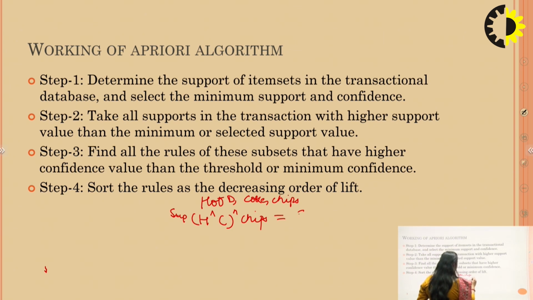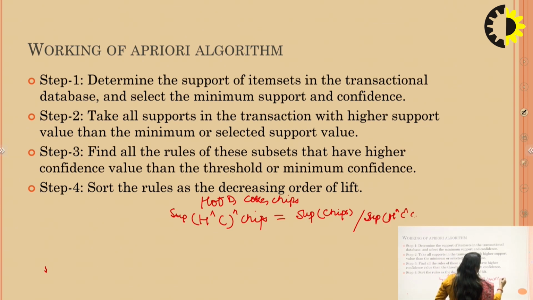In the same way, how can the value be calculated? Support of the value which is at the denominator, that is chips: support of chips upon support of hot dog, Coke and chips taken together. So what is the meaning of support here? How many times these values have existed in the data set. Here chips has come 2 times. This value is taken from the first table we have created.